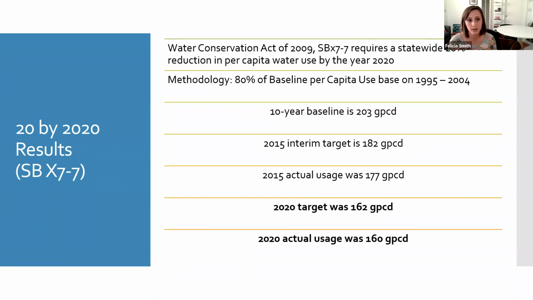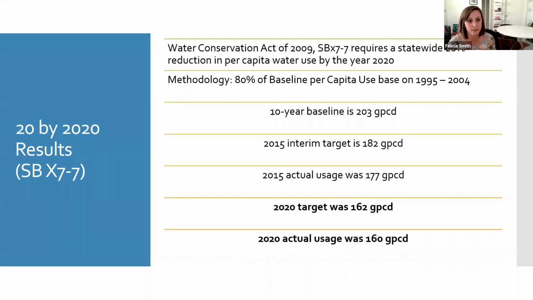And so in 2010, our interim target for 2015 was 182 gallons per person per day. And the actual result was 177 gallons per person per day. And so in this year's urban water management plan, we're quantifying, did we achieve 20% by 2020? And the answer is yes, we did. The target was 162 and the actual was 160. So we actually even came in below our target.